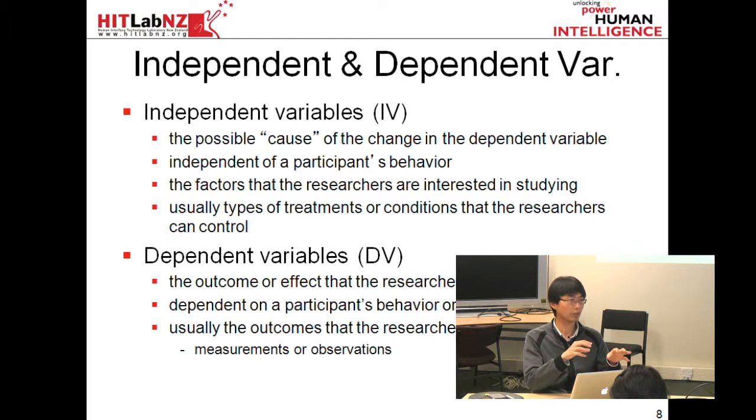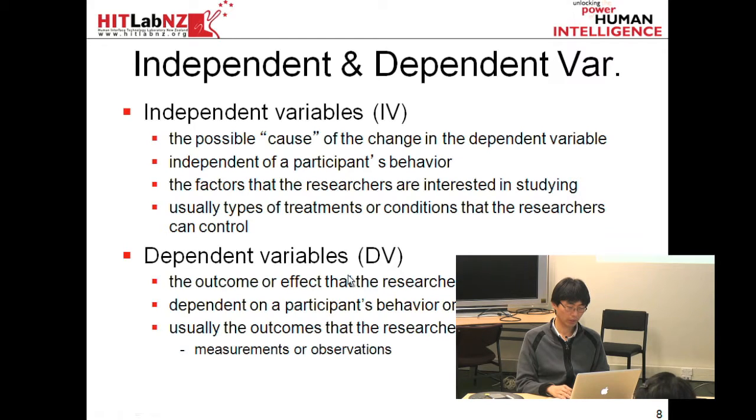And it's basically a possible cause of the change in the dependent variable. The independent variable is defined by the experimenter yourselves, and it can't be changed by the participants, but it is expected to change the outcome, such as the test completion time or the number of errors they make and so forth. So in that sense, it's the cause part of the whole hypothesis. And usually these are the factors that the researchers are interested in studying. Of course, your new keyboard design is what you are interested in showing is better than the others. And sometimes it's also defining the conditions of your user experiment.